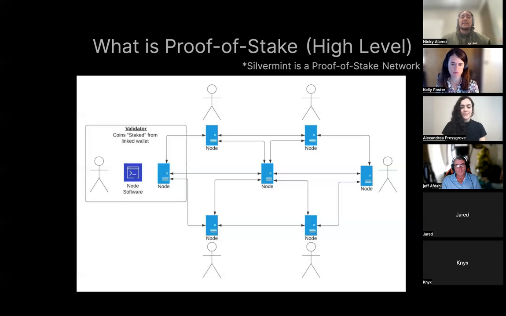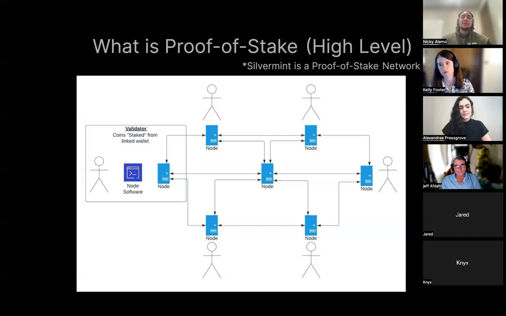Similarly, there are coins that are staked from a linked wallet, meaning the whole thing with proof of stake is that you need to have some portion of tokens to be able to join that network. That might be 50 tokens, that might be 10, that might be 7,000, that might be 8,000. It really depends on the actual blockchain. But in particular, you always have to link something. And sometimes you don't even have to link a wallet.